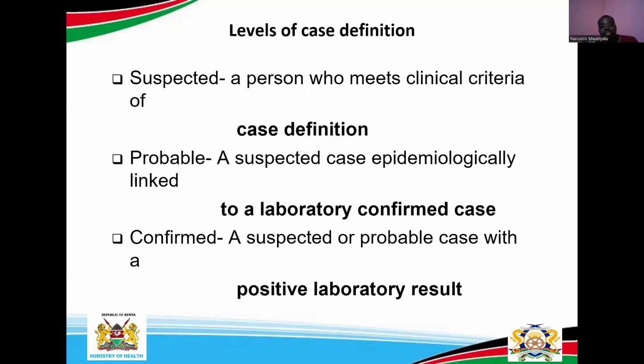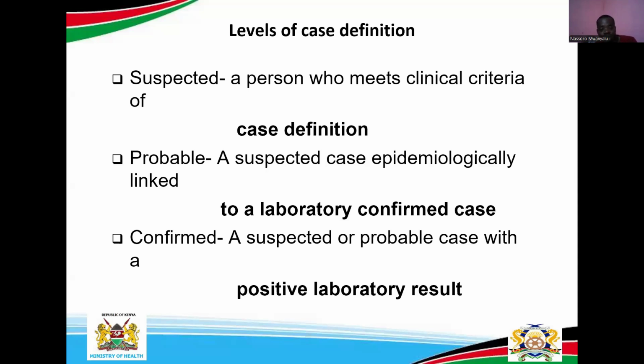The levels of case definitions are three: a suspected case, a probable case, and a confirmed case. A suspected case is a person who meets the clinical criteria for the case definition. A probable case is a suspected case which is epidemiologically linked to a lab-confirmed case. A confirmed case is a suspected or probable case with positive lab results. So the three tiers for case definitions are suspected case, probable case, and confirmed case.